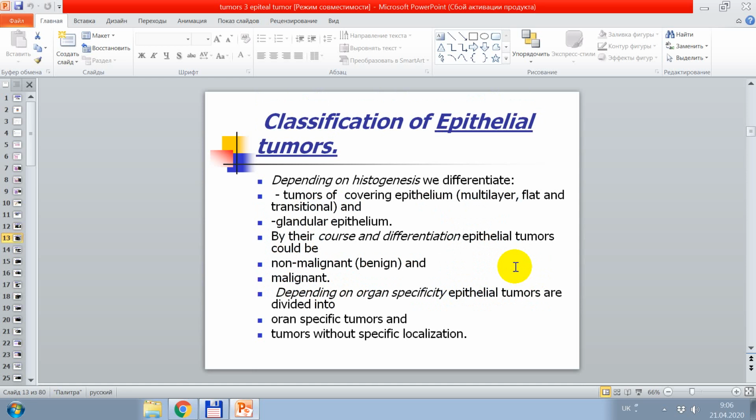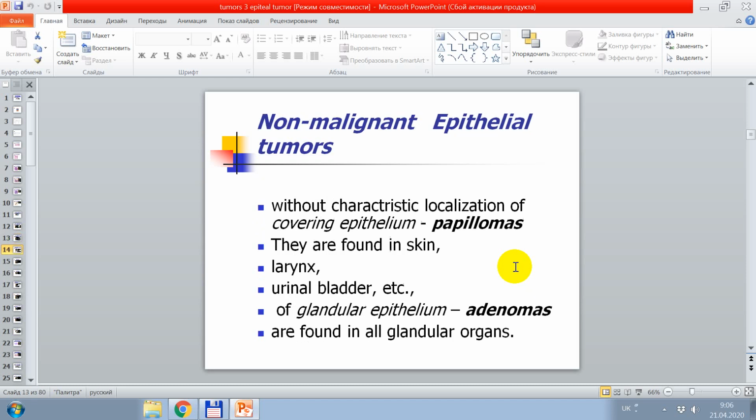Also, classification of epithelial tumors. Depending on histogenesis, we differentiate tumors of covering epithelium, multilayer, flat and transitional, and glandular epithelium. By the course and differentiation, epithelial tumors can be non-malignant or benign and malignant. Depending on organ specificity, epithelial tumors are divided into organ-specific tumors and tumors without specific localization.